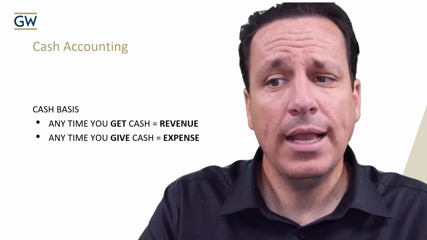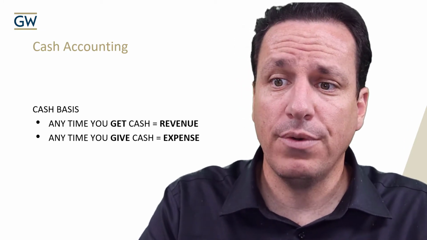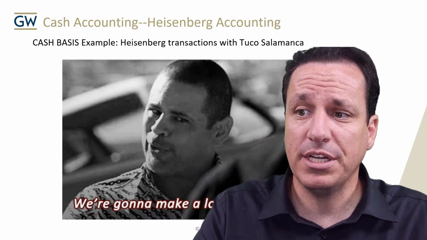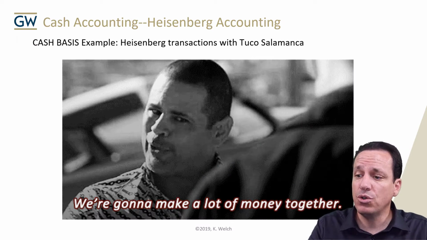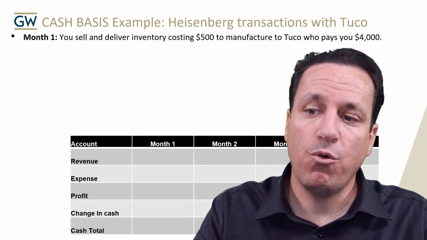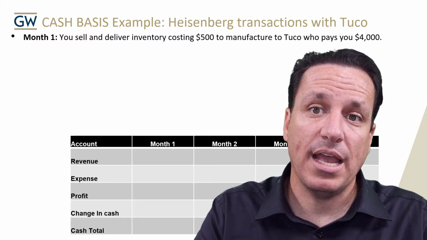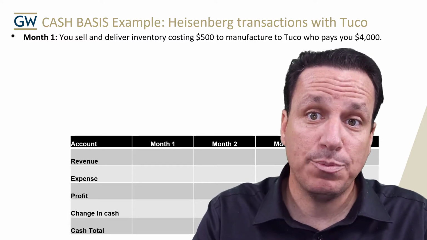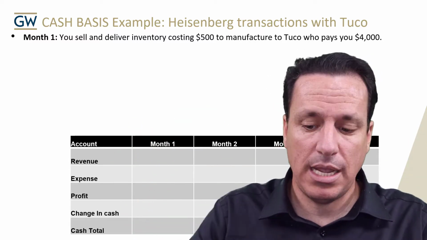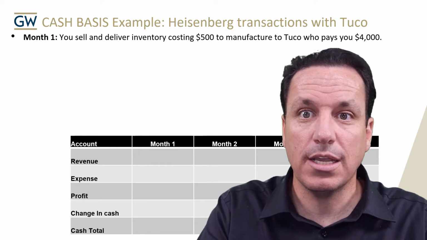So cash accounting, anytime you get cash, it's going to be called revenue. Anytime you give cash, it's going to be called an expense. Heisenberg transactions with Tuco Salamanca. We're going to go through about 4 months worth of transactions and how we would account for it and what we call it if we did cash basis. Keep in mind, this is cash basis. This isn't how we're going to do it in this class, but it's good to see the contrast between the two.